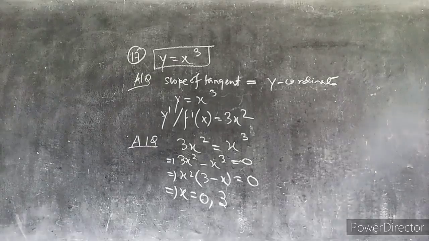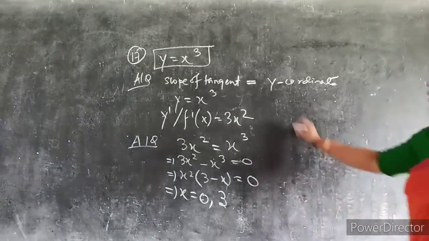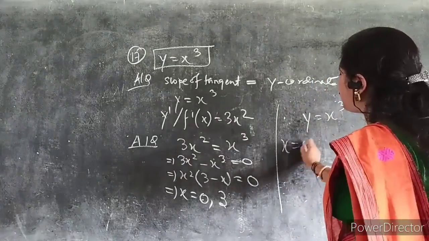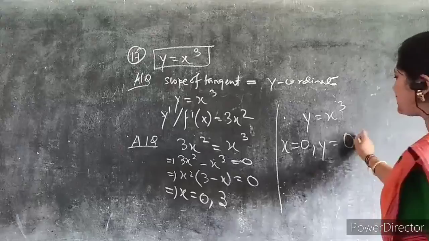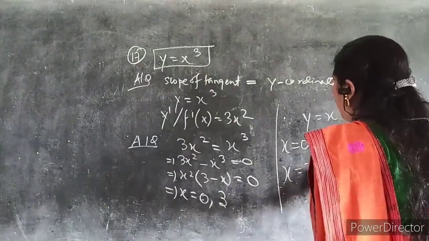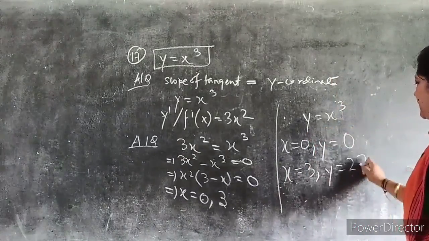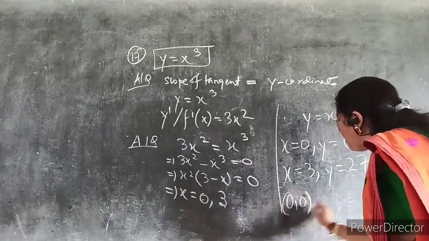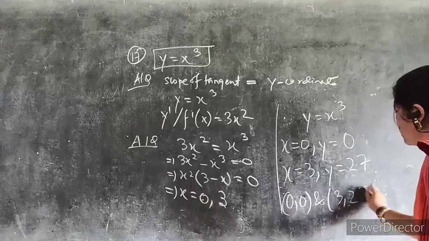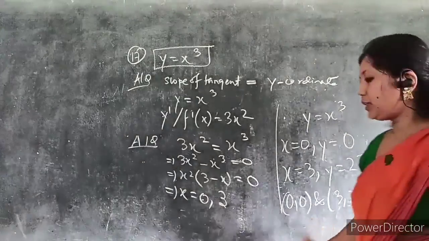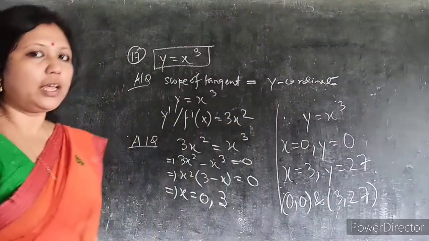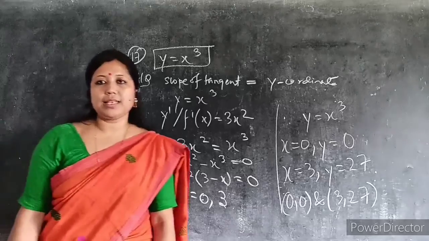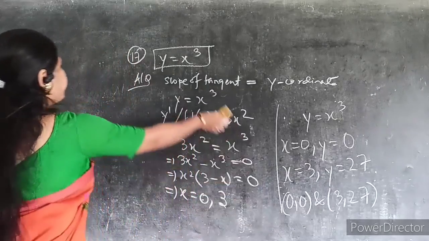That means let us find the value of this y. So since y equal to x cube, when x is 0, y value is coming as 0. When x is 3, y value will be coming as 27. So what are the coordinate points to this question? 0, 0 and 3, 27. So these are the 2 points of the coordinate, that is 0, 0 and 3, 27. Okay, students?